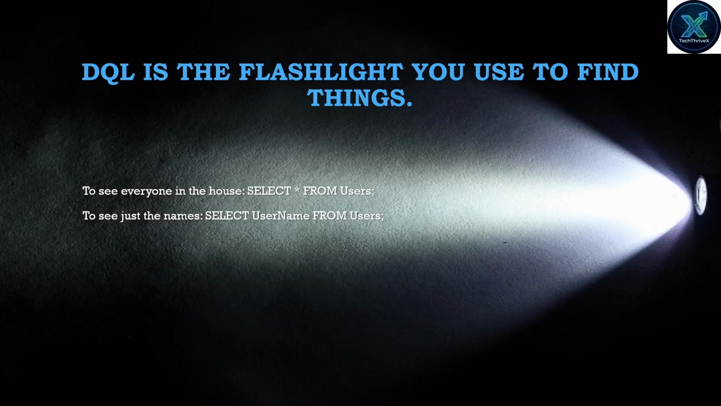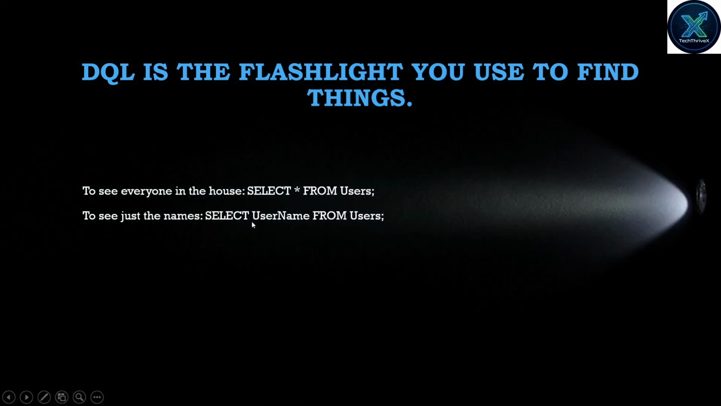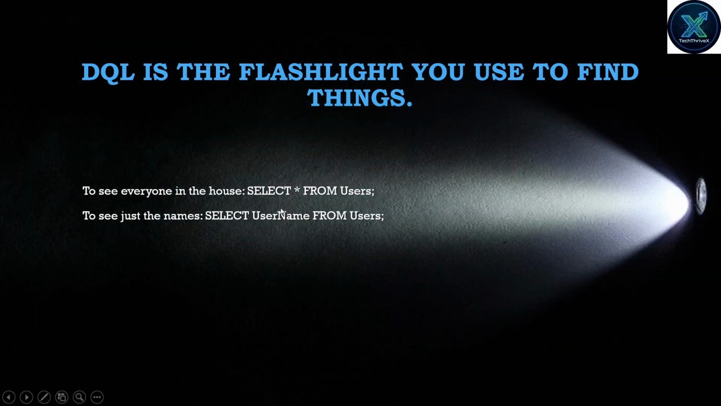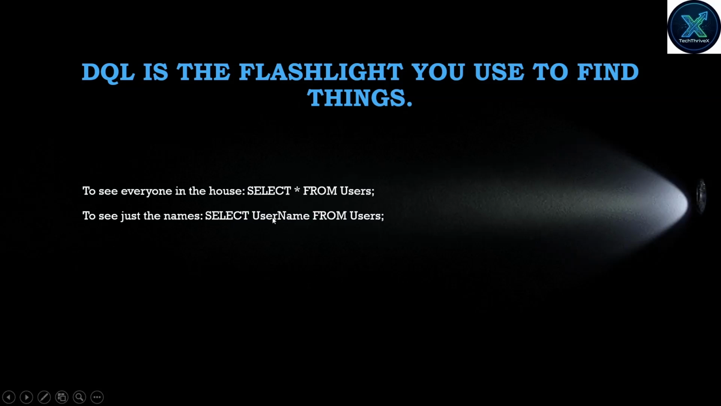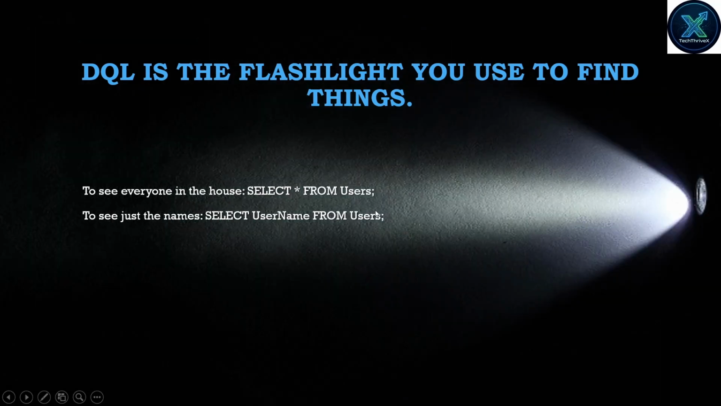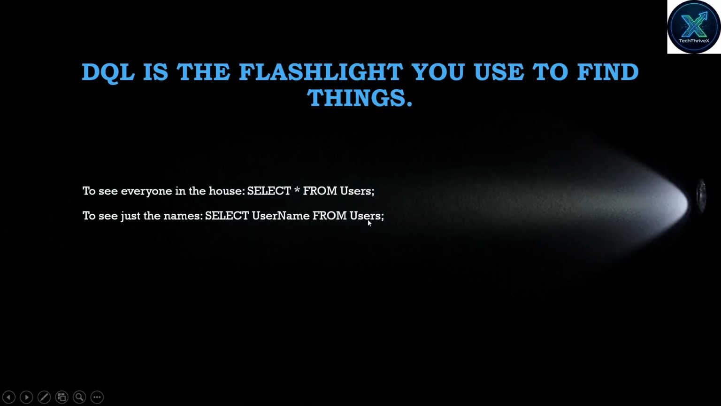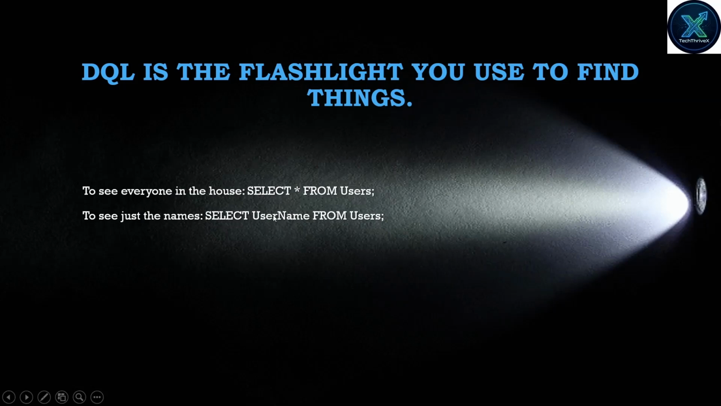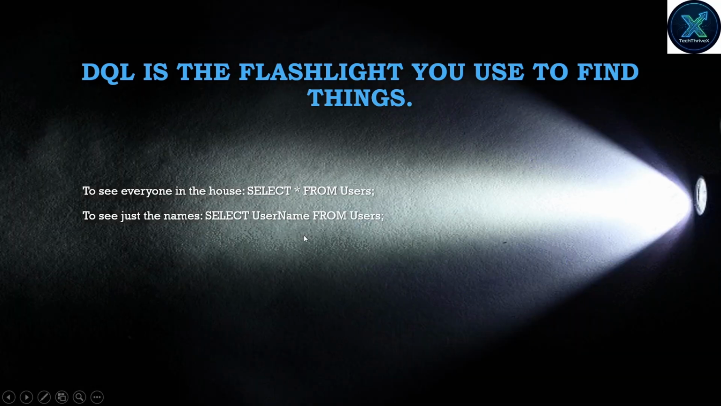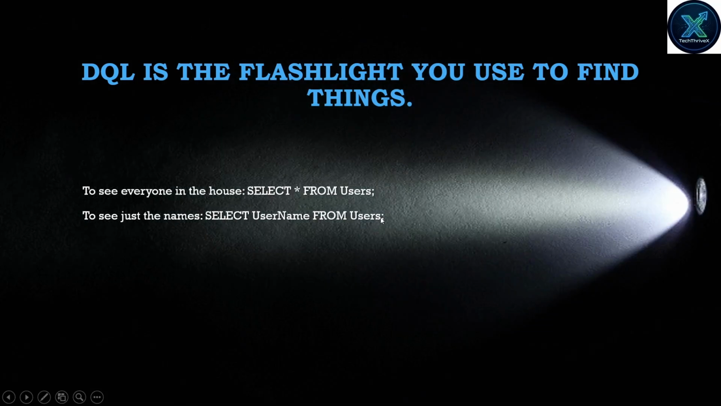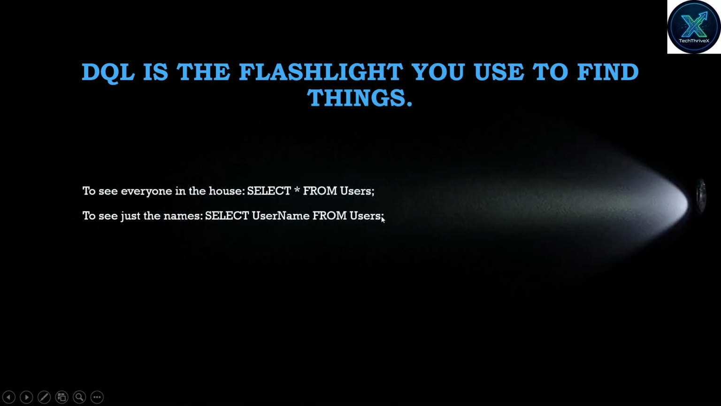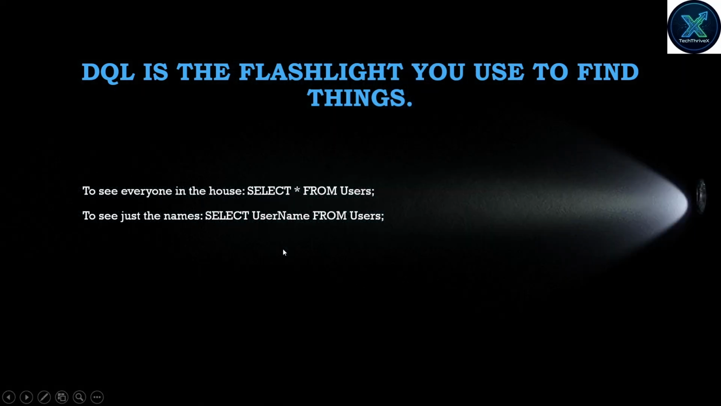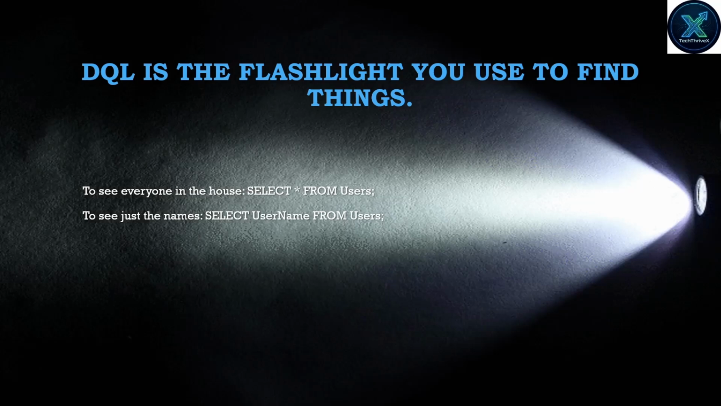For example, you can see here, select username from users. If username is a room, inside that room, who are all present? Users is the house name. So in this house, in this particular room, whoever is present, it will show. If we use a where clause, then it will show whose ID equal to 1. Only that person's name will come. That is what DQL is.